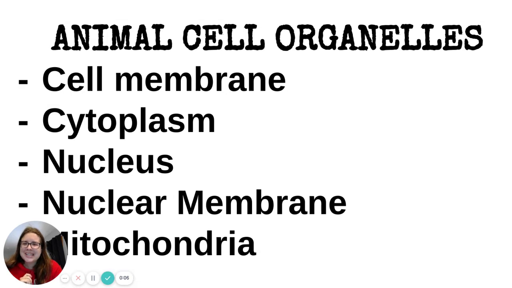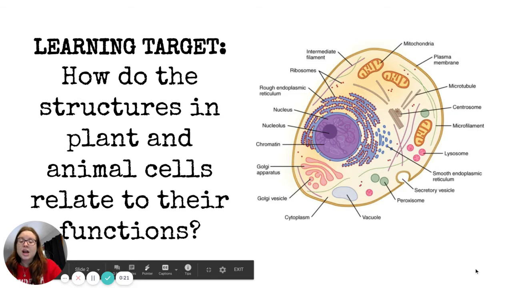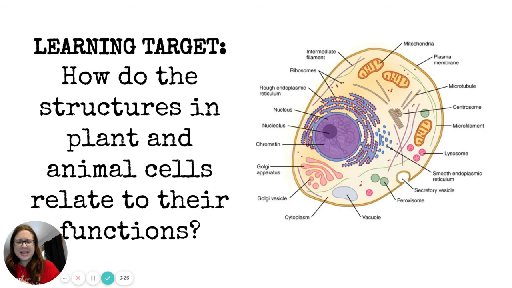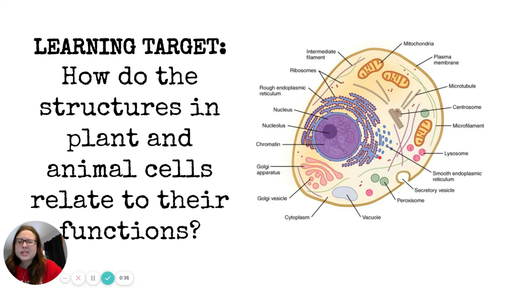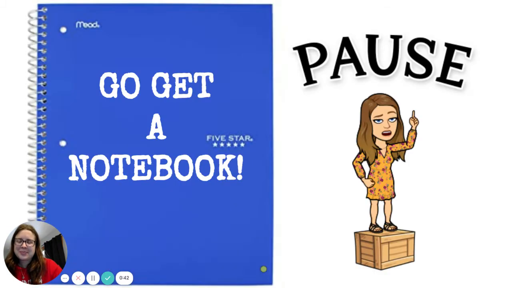This video is designed to talk to you about some animal cell organelles, particularly 5. Today we'll talk about the cell membrane, cytoplasm, nucleus, nuclear membrane, and mitochondria. Our learning target or objective is how do the structures in plant and animal cells relate to their functions? And today in particular, we'll talk about, again, those 5 different organelles. But looking at this picture, you can see that there are a lot more than just 5 animal cell organelles.